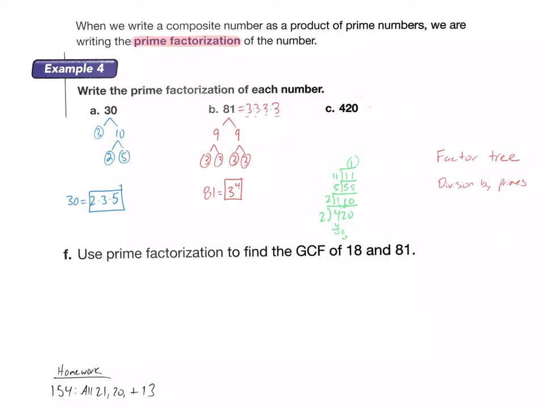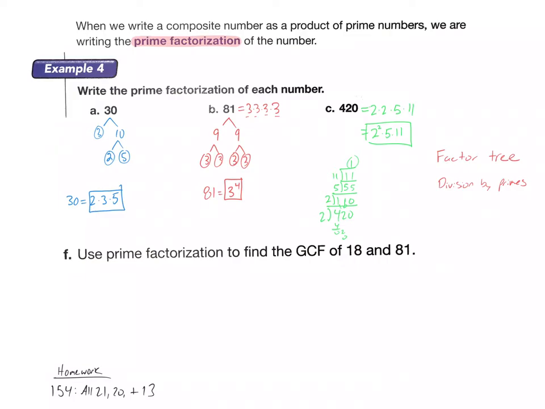Then what you've done is you've created its prime factorization. Notice you have 2 times 2 times 5 times 11. But of course we want to write it with our exponents. This would be 2 squared times 5 times 11.